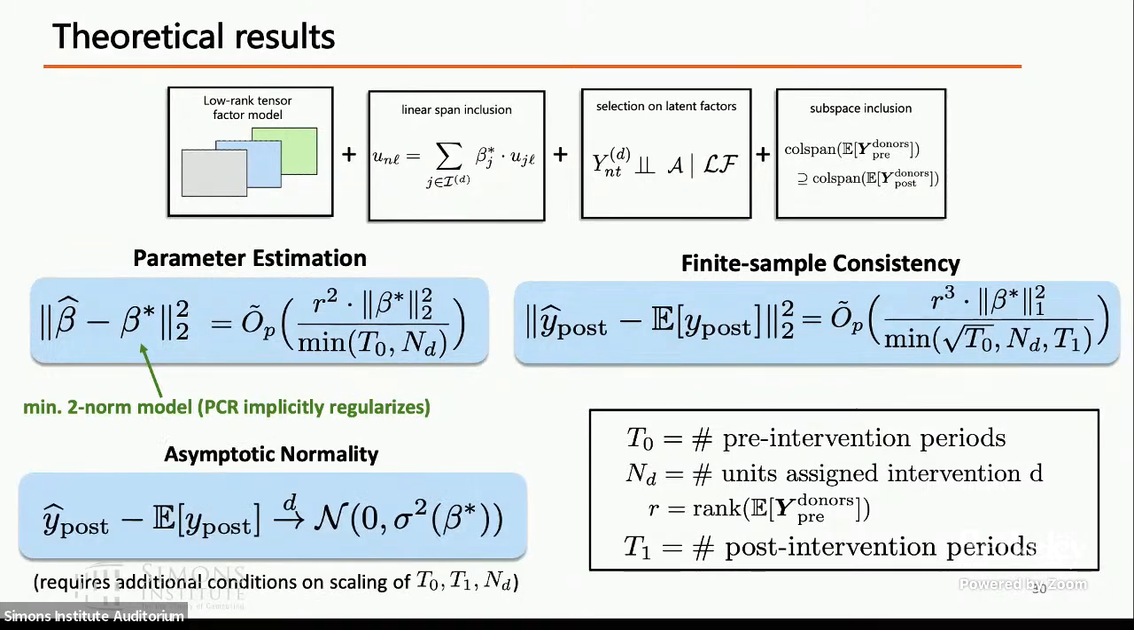And thirdly, if you assume additional assumptions on the scaling of T0, T1, and N_D, you can prove that your estimate is asymptotically normally distributed around the expected counterfactual outcome.